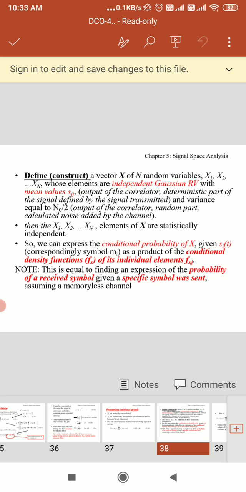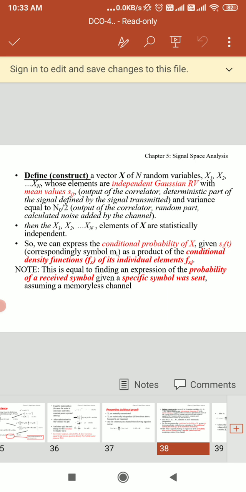The output of the correlator also has a random part, the noise added by the channel. So we will get the signal random variables x1, x2 up to xn. The elements of X are statistically independent. So we can express the conditional probability of X, given si(t), as a product of the conditional density functions f_Xj of its individual elements.